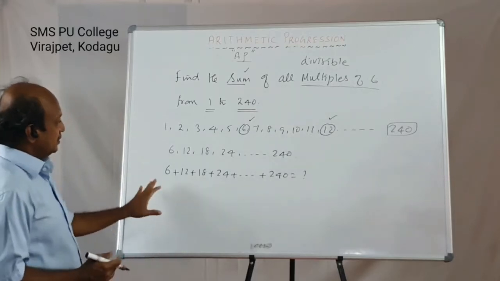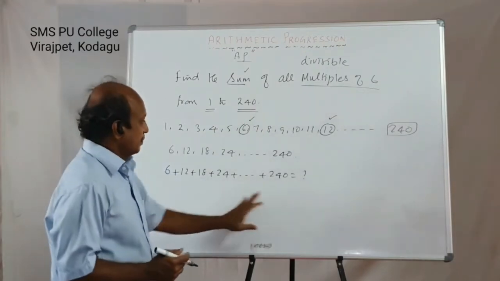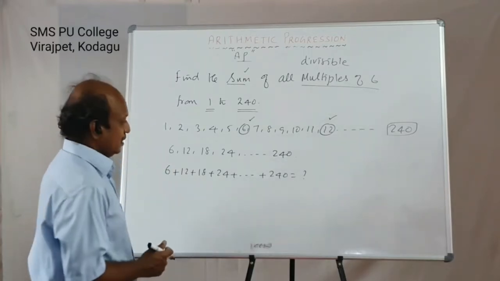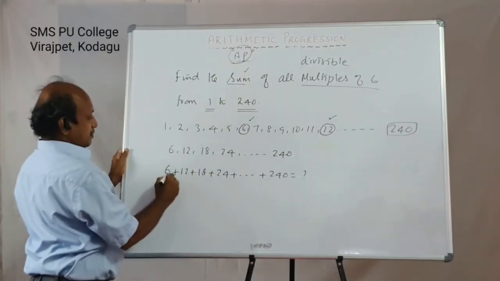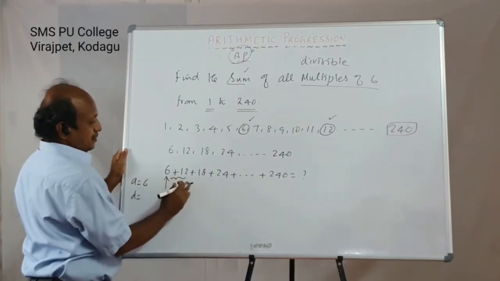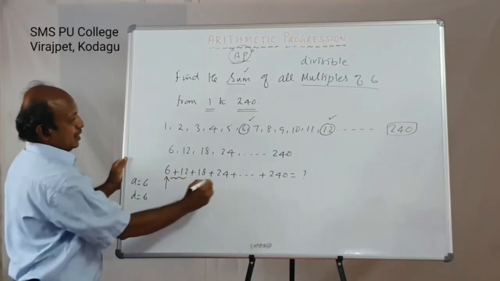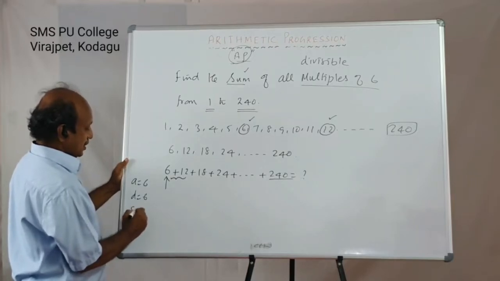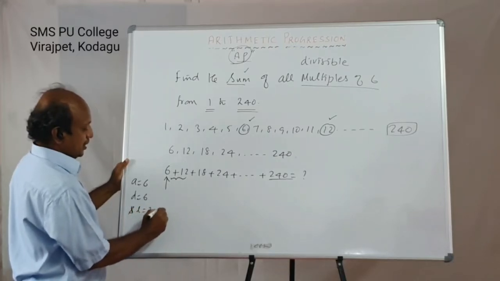Some students may say, sir, let us write all the numbers: 24, 30, 36, 42, 48, 54, 60 and so on. But it is time consuming. Therefore, here we have to depend upon the formula of AP. Here A is 6. What is D? D is the right hand side term minus the left hand side term, 12 minus 6, which is 6. And 240 is the last term.